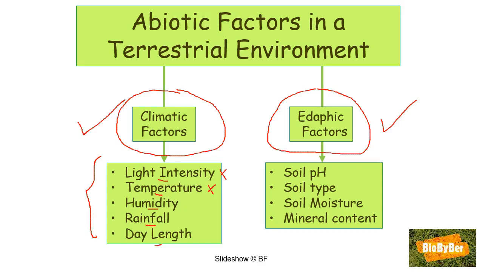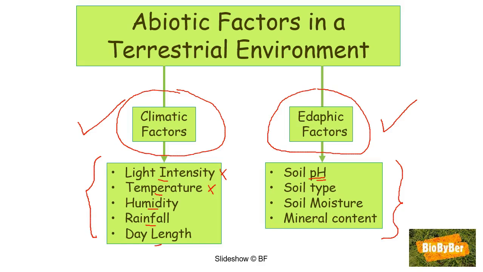When we look at the list of edaphic factors, we can see that we have soil pH, which refers to the acidity of the soil, how acid it is. Soil pH is very relevant because it affects the life of organisms in the soil. For example, earthworms do not like to live in acidic soil.